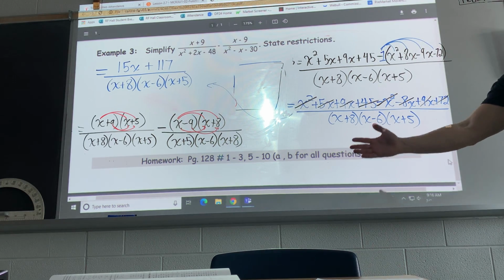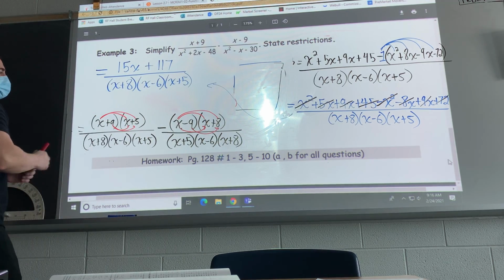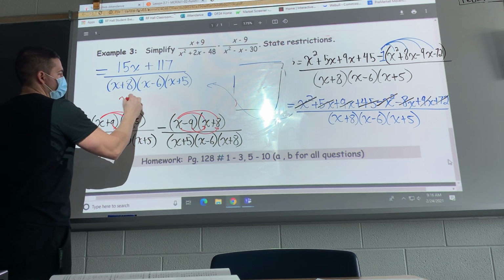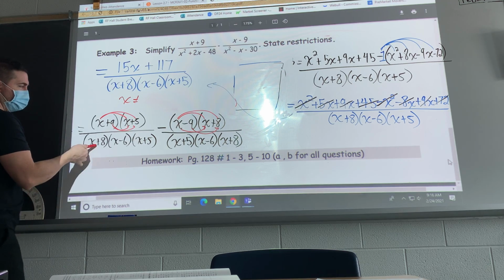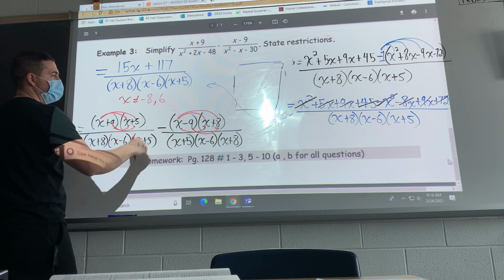And last step, don't forget, restrictions. So x cannot be -8, +6, and -5.